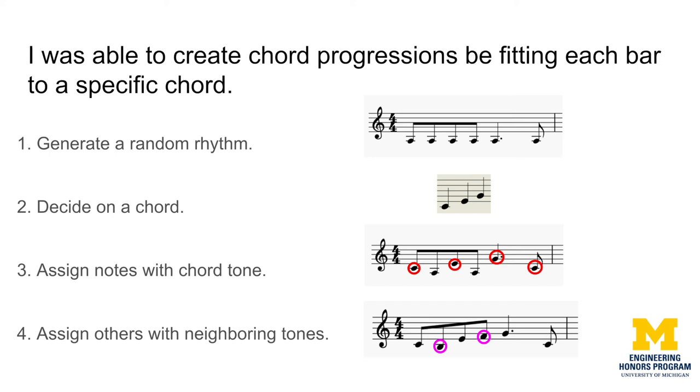Here's how it's done. First, I generate a random rhythm. Then, I decide on which chord to use, with its chord tones all laid out. Next, I would assign some notes in this rhythm with the chord tones. As for the other notes, I'll just assign them with neighboring tones. In the end, this entire bar would sound like that chord.